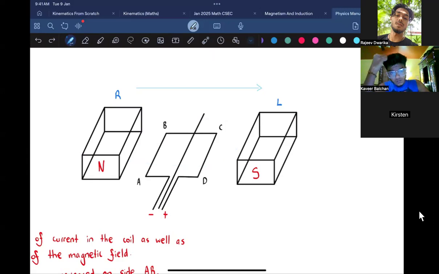The next thing, Kirsten, is current. In this coil, we supply power to it. We have a positive and a negative terminal. Do you remember how conventional current flows? Could you repeat that, sir? How does conventional current flow?